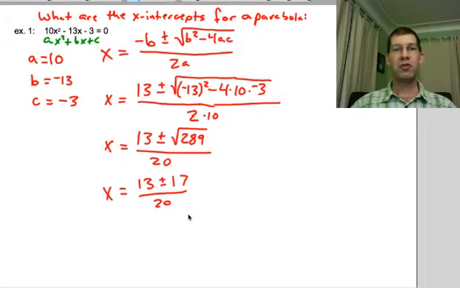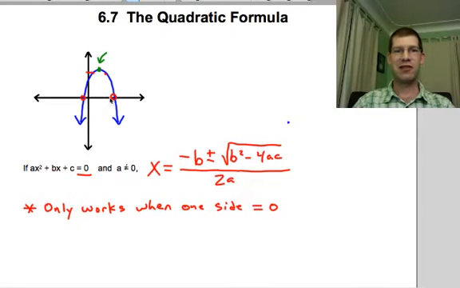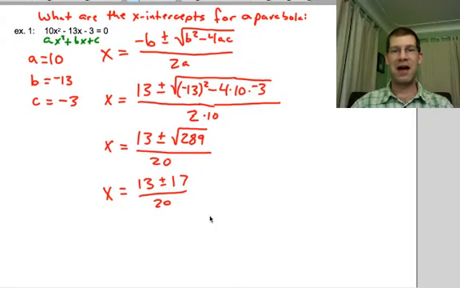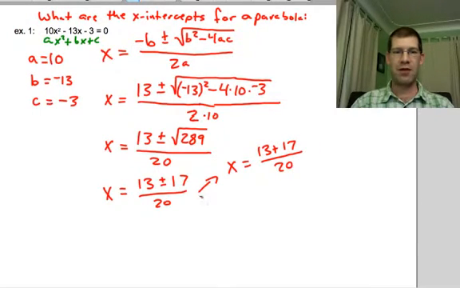And now most parabolas, if I go back a page, cross the x-axis in two spots, which then is where the plus or minus comes in. We're going to have two answers. One is going to be 13 plus 17 over 20. And the other one is going to be the same thing but with a minus. So x equals 13 minus 17 all over 20.